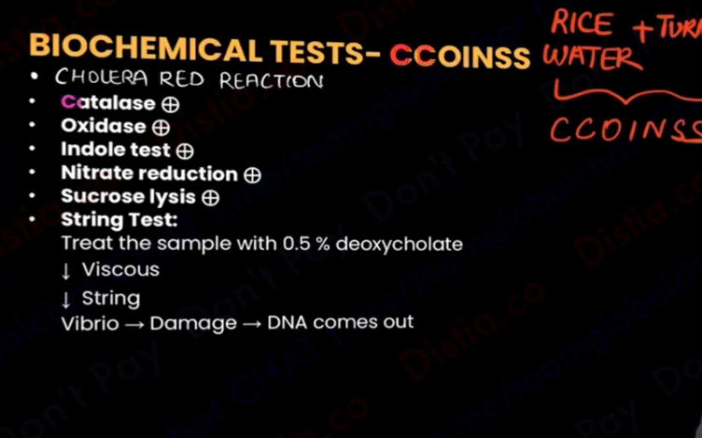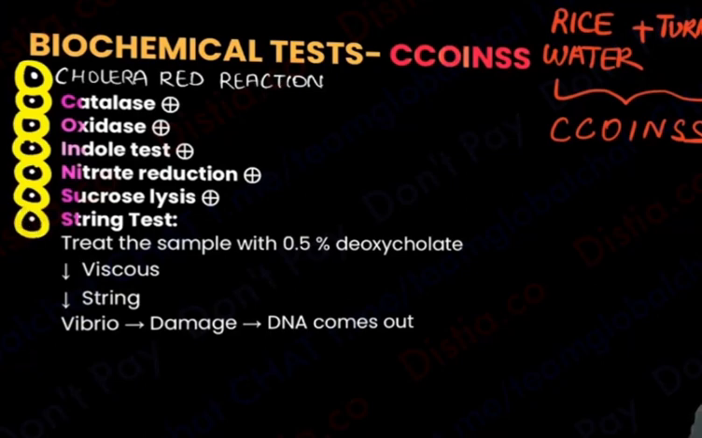So cholera red reaction, catalase positivity, oxidase positivity, I, N together for indole test, N alone for nitrate reduction, S for sucrose lysis, and S for string test. So repeating once again: catalase, cholera red reaction, oxidase, indole, nitrate reduction, sucrose lysis, string test. Once more: cholera red reaction, catalase, oxidase, indole, nitrate reduction, sucrose lysis, string test.